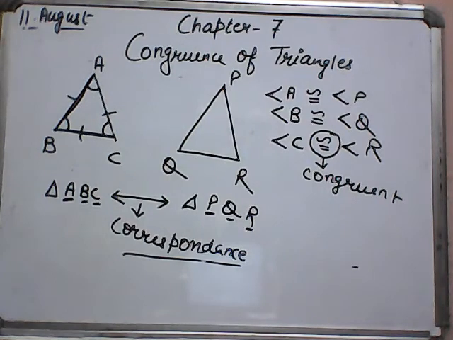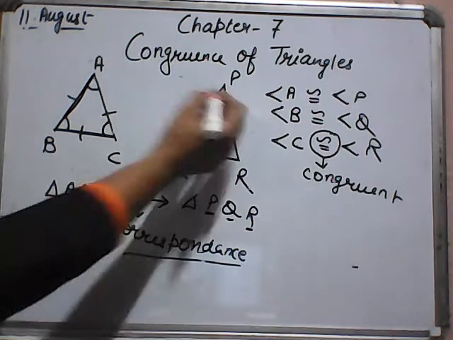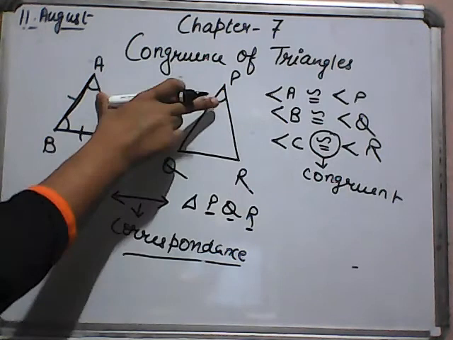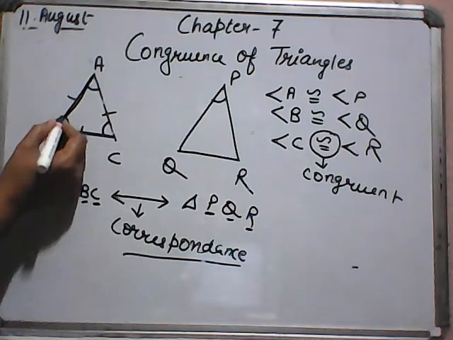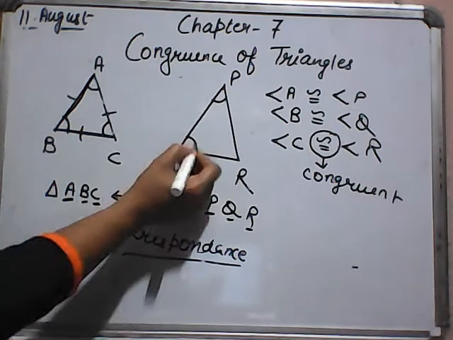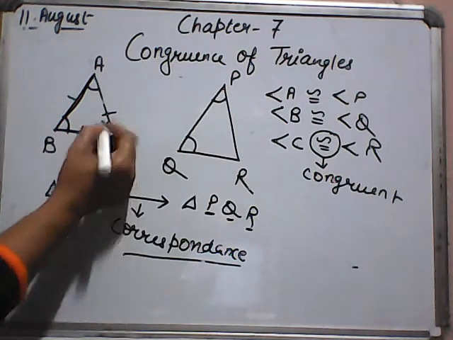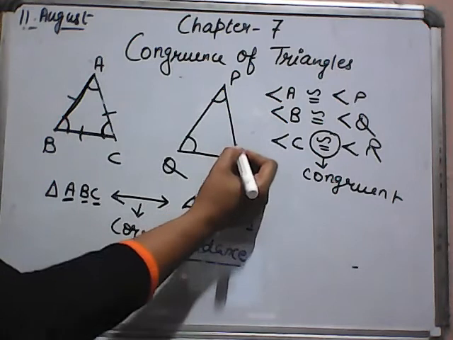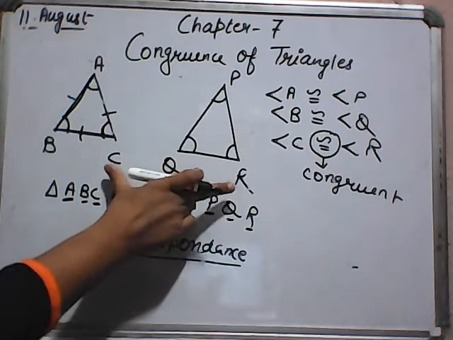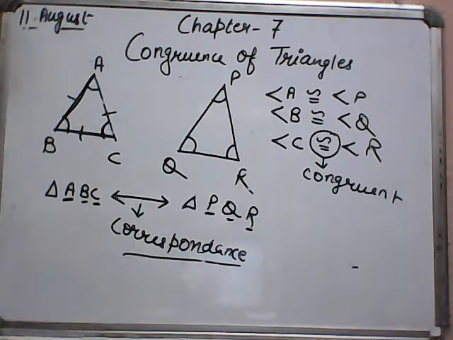Now angle A is congruent to angle P. It means the measurements of these two angles are the same. Angle B is congruent to angle Q. This means the measurements of these two angles are the same. Angle C is congruent to angle R. It means the measurements of these two angles are the same.